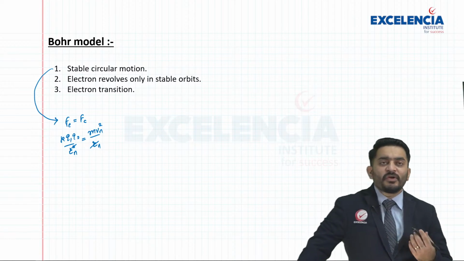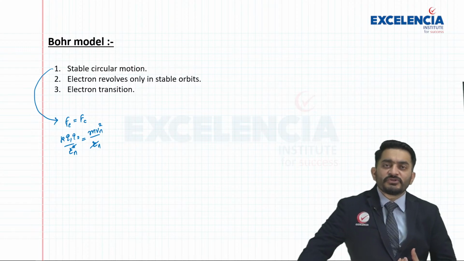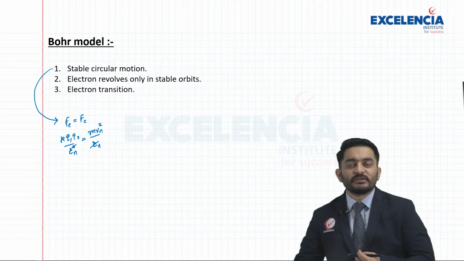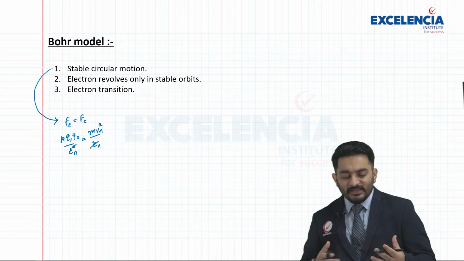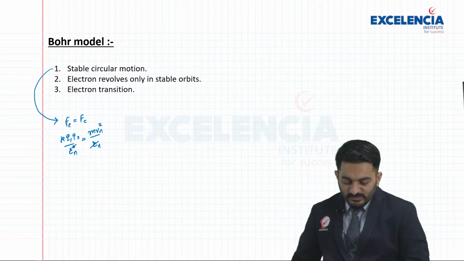are revolving. Because we know one particular thing, circular motion is possible only when you have a centripetal force in a system. So here this centripetal force will definitely be provided by the electrostatic force which you have between the two. So that is the way we are going to remember this thing.